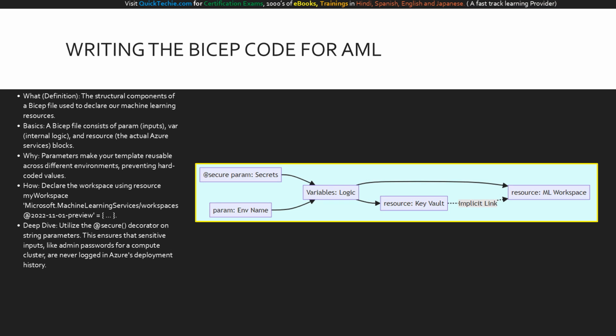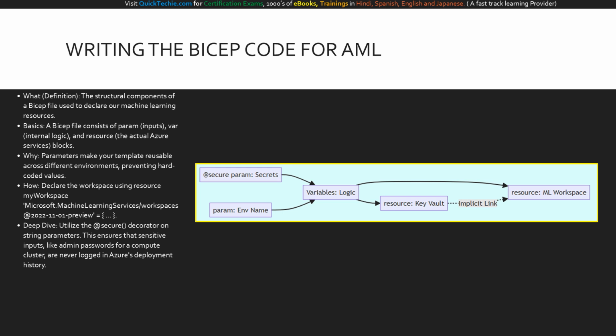A Bicep file is built using 3 primary building blocks: parameters, variables, and resources. Parameters are inputs provided at deployment time, such as the environment name like dev or prod. Variables are internal configurations calculated within the script, such as dynamically generating a globally unique storage account name. Finally, we use the resource keyword to actually declare the Azure services. By using parameters, we ensure our Bicep file is highly reusable. We never hard-code environment-specific values.